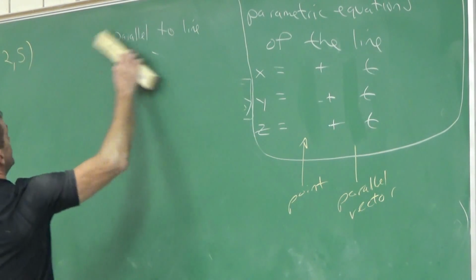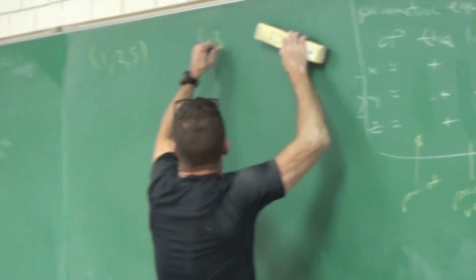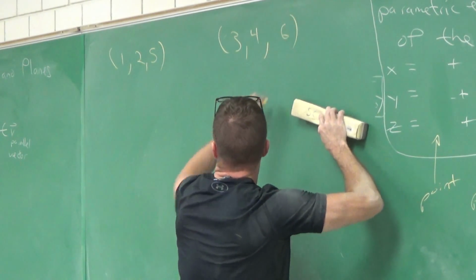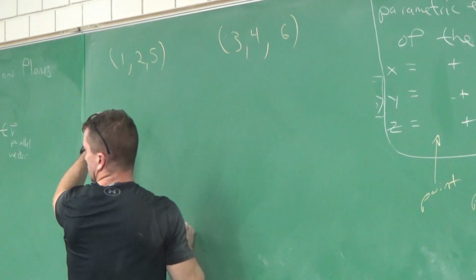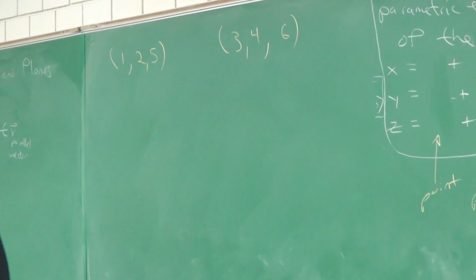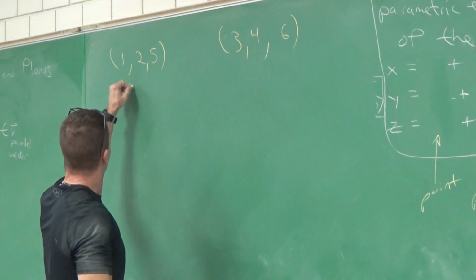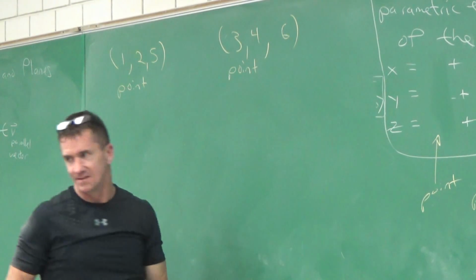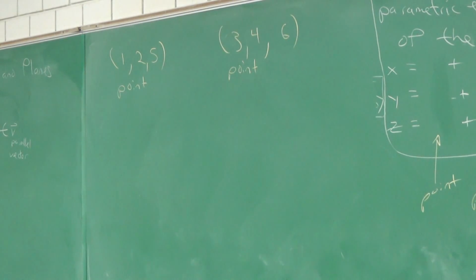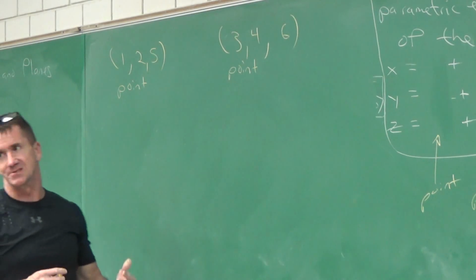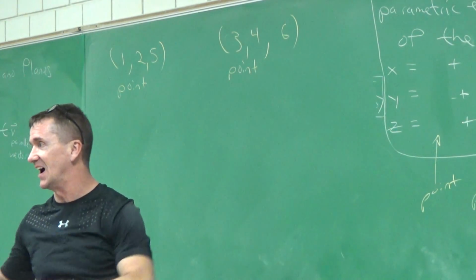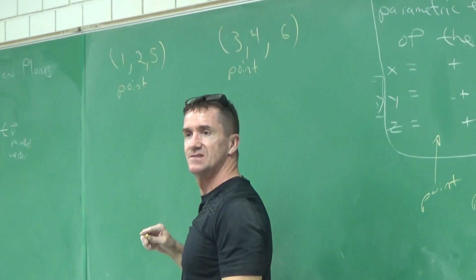1, 2, 5, 3, 4, 6. These are 2 points. Question? Find the line that represents those 2 points. Hey, be more specific. Okay, how about this? Find the parametric equations of a line that goes to these 2 points.